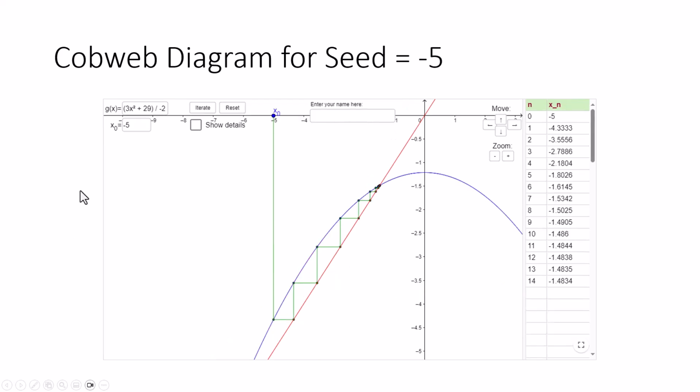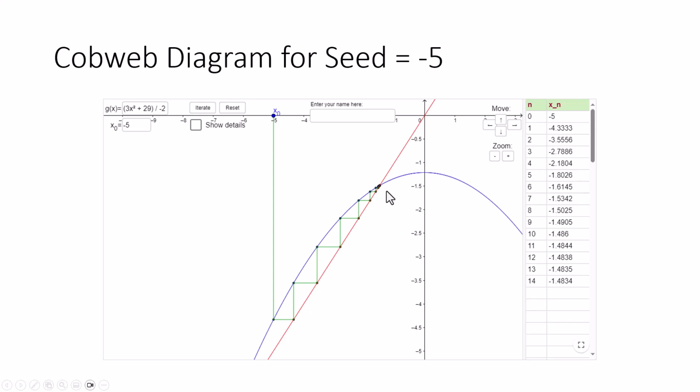When I make an initial guess at negative 5, in the x sub 0 blank here, I go down to the curve. I move directly over to the line in red. That's the y equal x line again. And then from there, I move up to the curve, then down, then across to the line, then up to the curve, then across to the line. I basically stair step my way down to this answer.